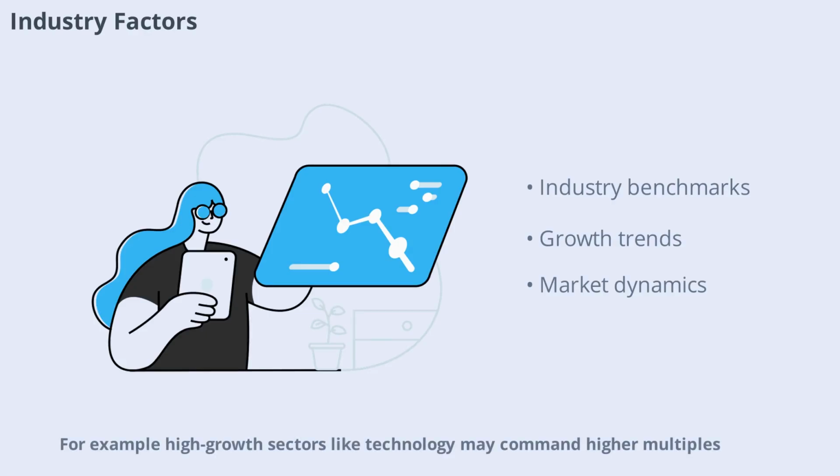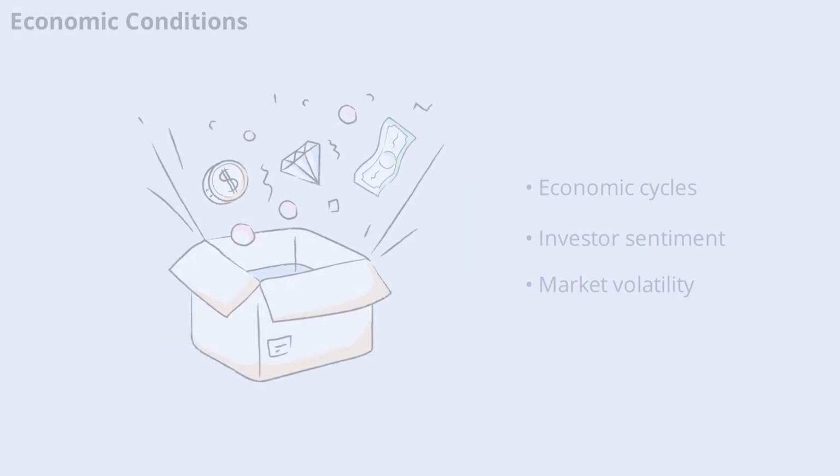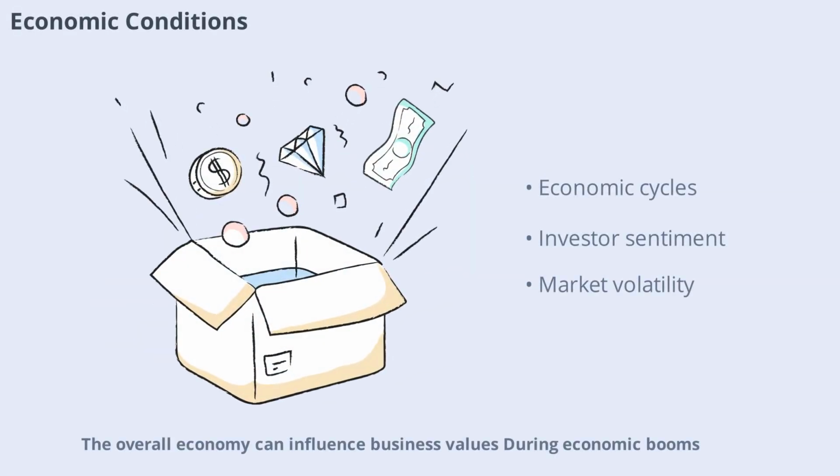For example, high-growth sectors like technology may command higher multiples, while mature industries might see more conservative valuations. Understanding the broader industry context helps set realistic expectations and supports more accurate comparisons. The overall economy can influence business values. During economic booms, valuations tend to rise as investors are more optimistic. In downturns, uncertainty can lead to lower valuations. It's important to consider the current economic climate and future outlook when conducting a business valuation.